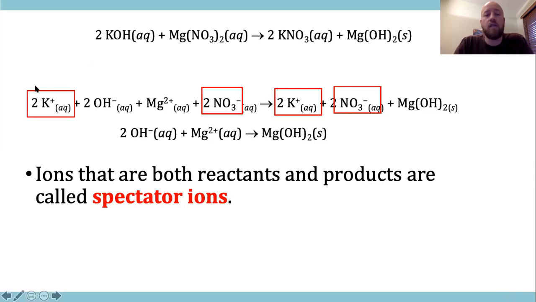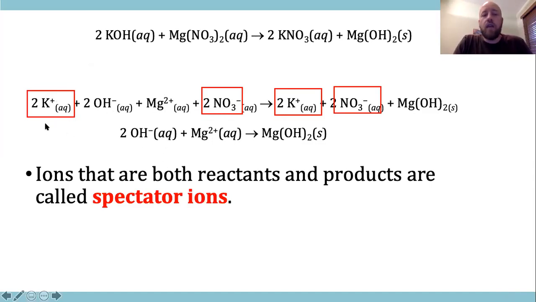And so here you see the potassium, group 1, and the nitrate. Again, both of these are rule number 1 ions. So knowing that they're rule number 1 ions automatically puts them into our spectator ion category.